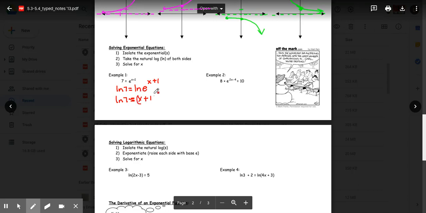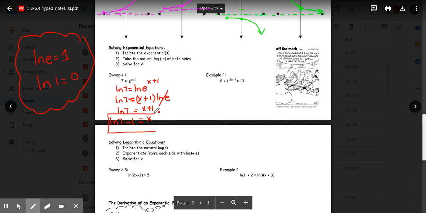So this x plus 1 moves out in front, and that's times the natural log of e. You should know that the natural log of e equals 1. And another thing you should know is the natural log of 1 equals 0. Okay, so these are two that you should know that are important. So natural log of e equals 1. So now we're just solving x plus 1 equals the natural log of 7. So x equals the natural log of 7 minus 1, and you would leave it exact like that.